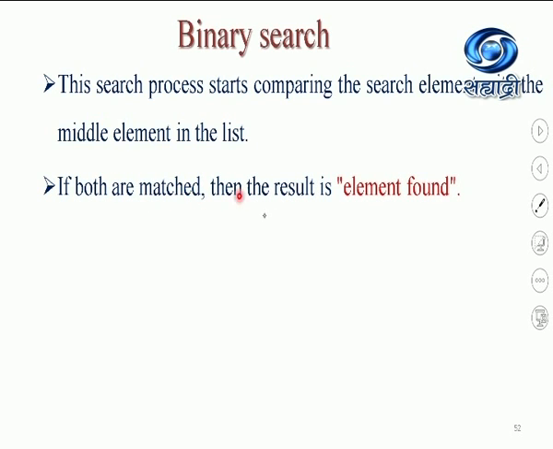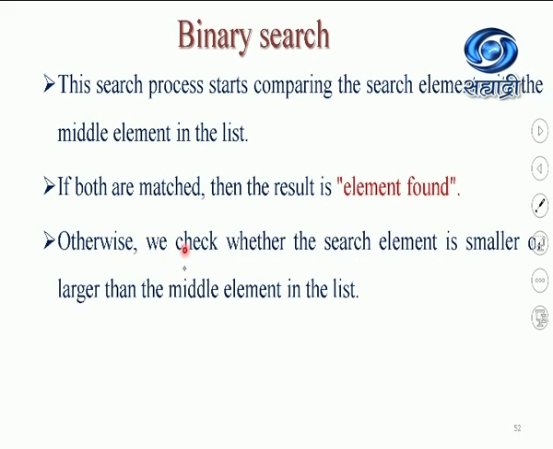So if both are matched, then the result is element found. It means the element present at the middle location and the element which you are searching, that element we are calling the key element. If both are matched, then the algorithm will declare that the element is found. Otherwise, we'll go for the next step.